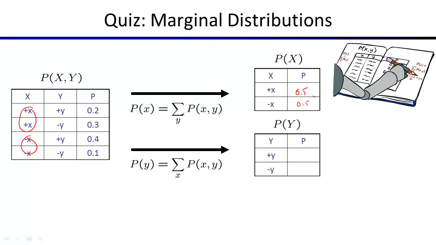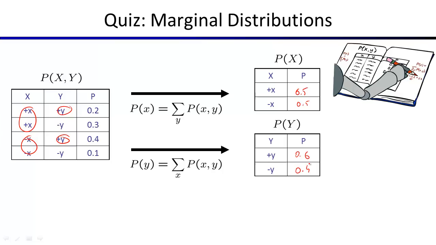For y, probability for plus y, I'm here 0.6 because we have plus y here. Together that gives us 0.6. Let's be confident about this. That means the second entry is 1 minus 0.6, which is 0.4.